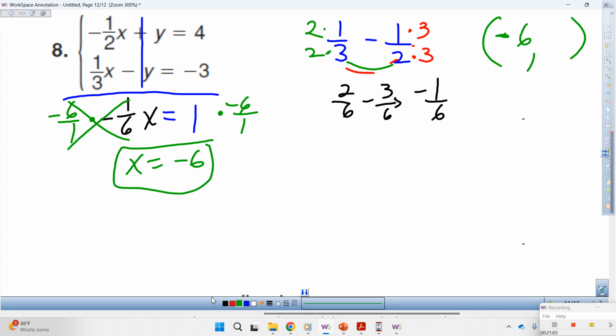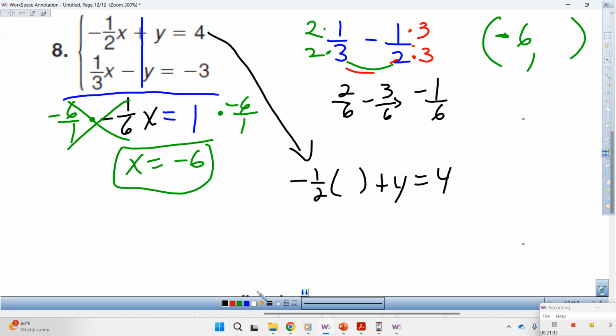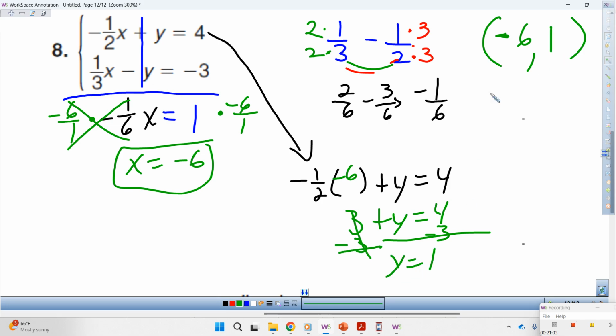So now we just need a y value. Which one do you want to use, Elijah? The top one or the bottom one? Top one? Okay. So we got negative 1/2 x plus y equals 4, but instead of x, I'm going to write in there the negative 6. So negative times the negative is a positive. 6 times 1 is 6, divided by 2, that's 3, plus y equals 4, minus 3 minus 3, y equals 1. Solution.